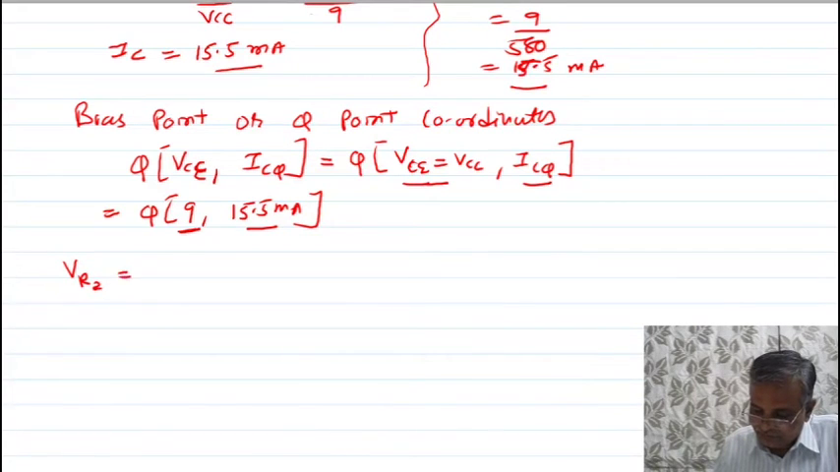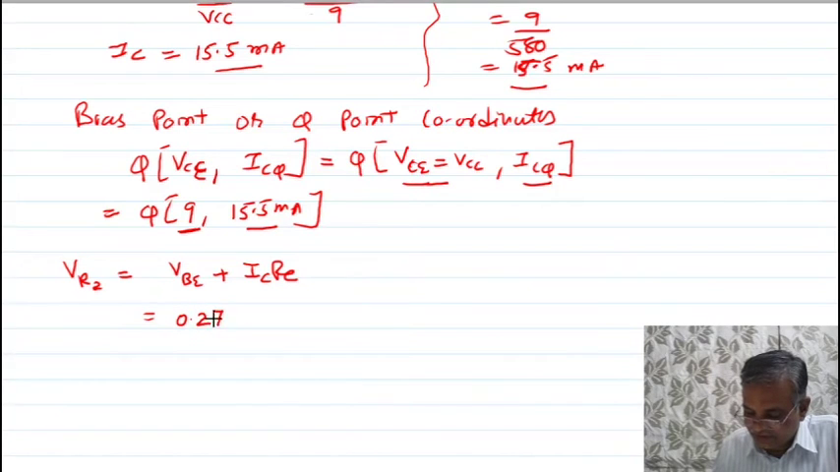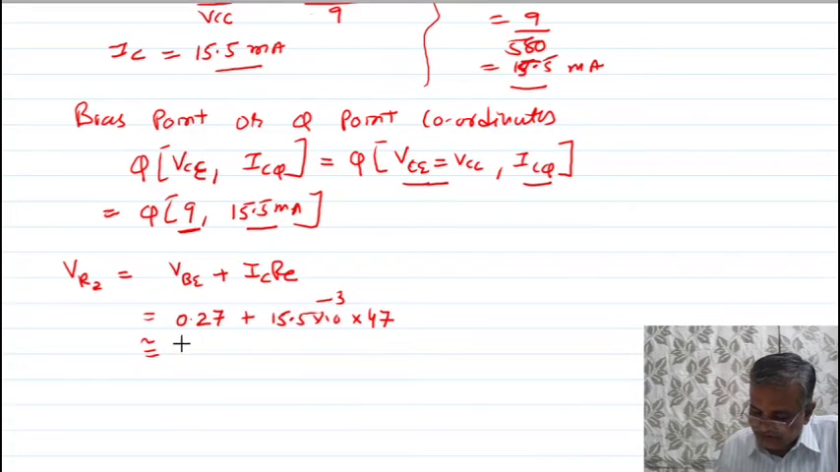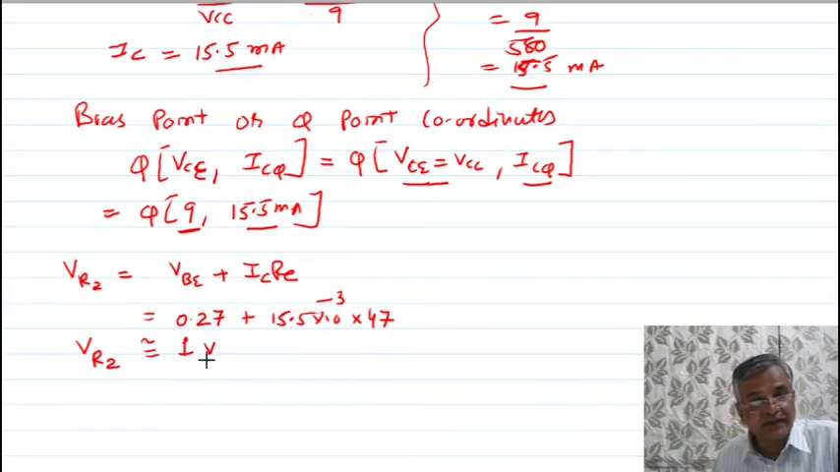VR2 is equal to VBE plus your ICRE. This is 0.27, it is given. This is 15.5 into 10 raised to minus 3 multiplied by 47, they have given. So this is nearly about 1 volt. Voltage across this, nothing but resistor R2, is 1 volt.